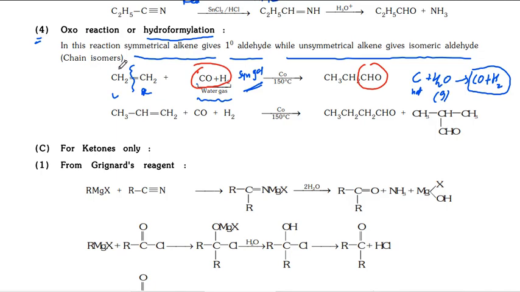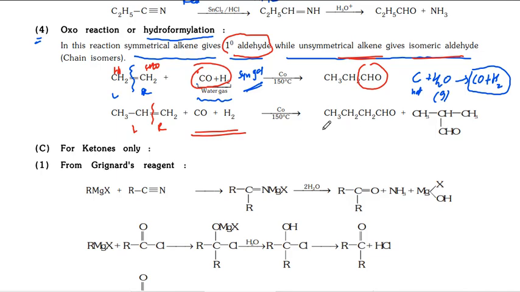Hydroformylation. Here one side hydrogen, one side formylation, CHO group. Next, similarly, you can see here symmetrical is there. We know that primary aldehyde forms. So if an unsymmetrical alkene is there, it gives isomeric aldehydes. Unsymmetrical alkene. See here, right side only 1 carbon, left side 2 carbons are there.